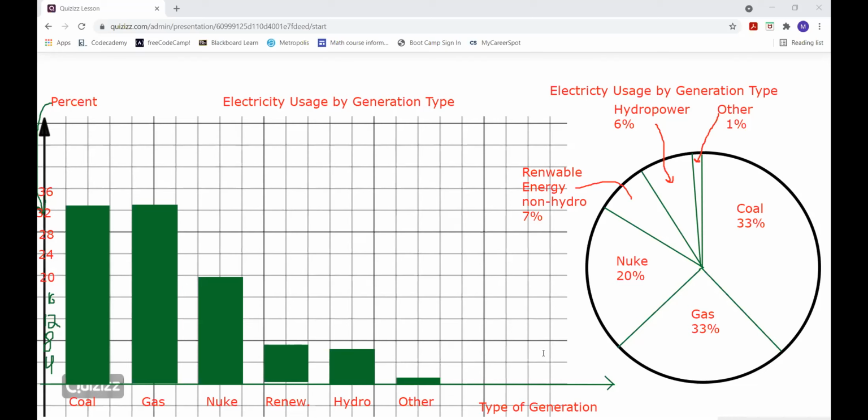Pie graphs are really good at showing parts of a whole, right? So we have electricity usage within the US. We have this whole thing that we want to talk about, which is the electricity that we use. All right, so what is generating? What parts are generating what parts?